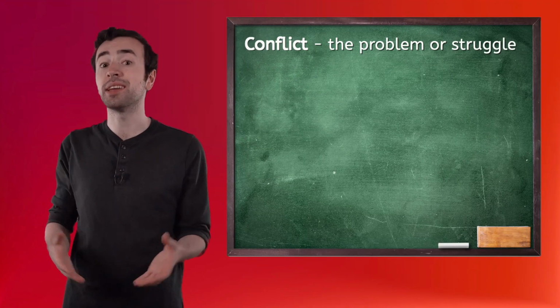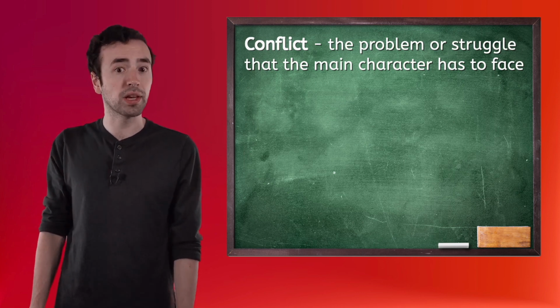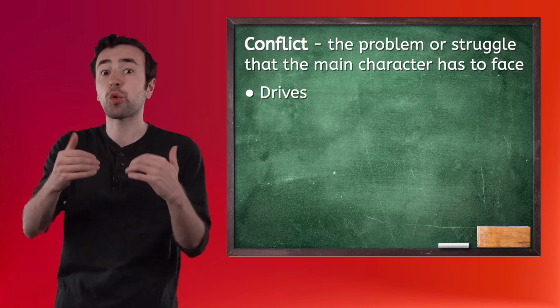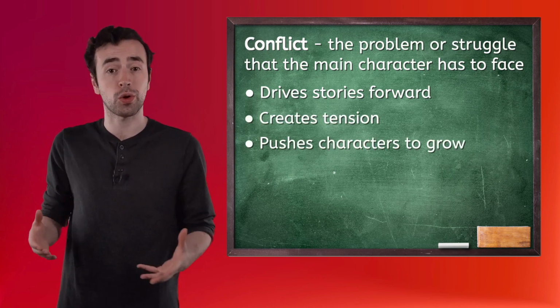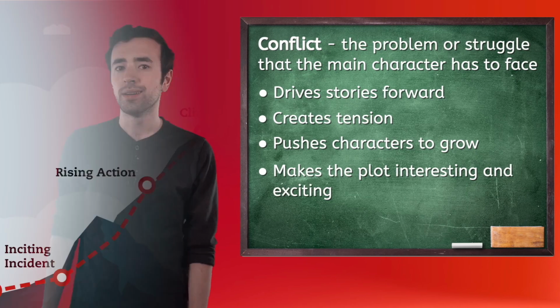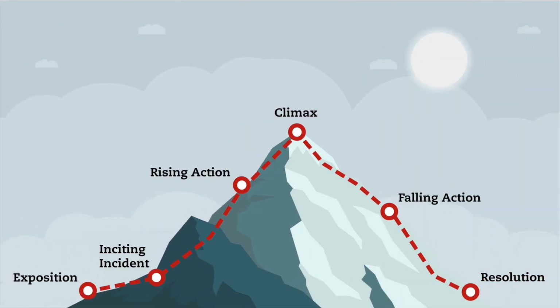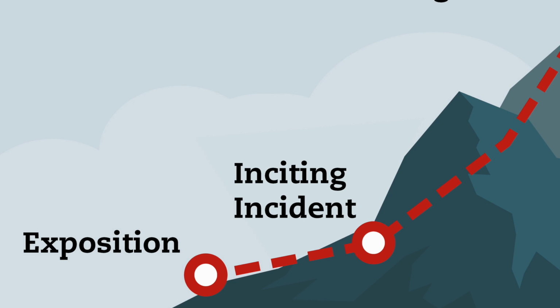Conflict in a story is the problem or struggle that the main character has to face. Conflict is everywhere. It drives stories forward, creates tension, and pushes characters to grow. It's what makes plot interesting and exciting. Do you remember the 6 elements of plot? We learn about the conflict after the exposition and the inciting incident.